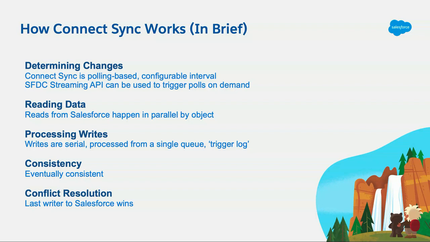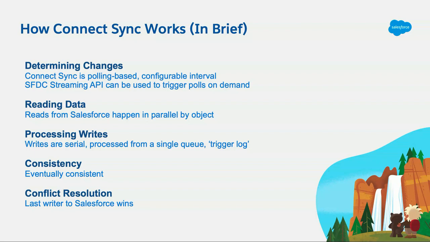And the way that happens is by leveraging the streaming API. What we can do is actually register for a push notification on an object. So instead of solely relying on, let's say, a 2-minute poll, we'll do that anyway as a safeguard, but then we'll wait till we get this push notification. When we get that notification, we do an on-demand poll. So that's how we determine changes relative to Salesforce.